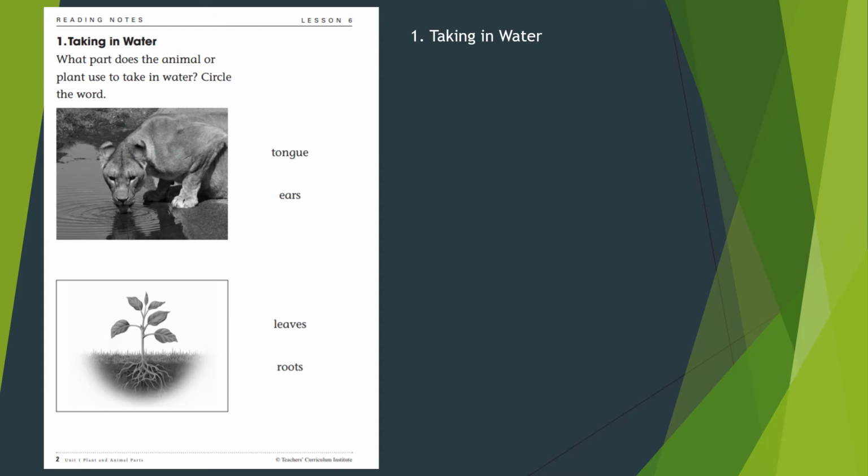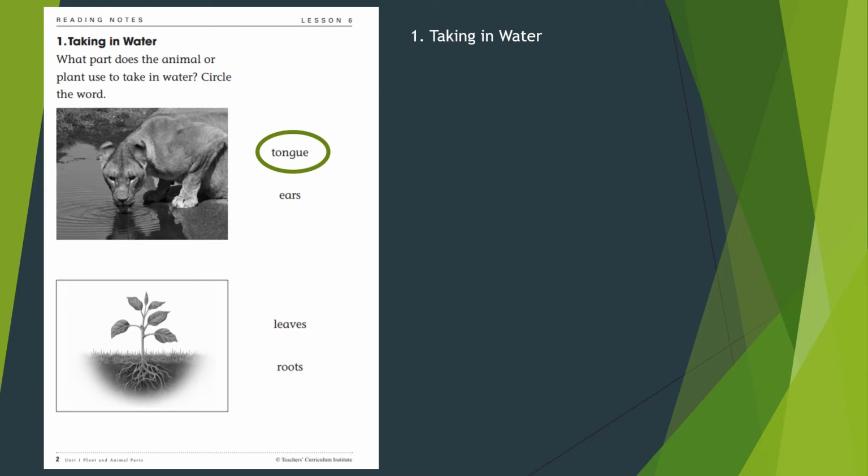All right, now let's turn to this page in our workbooks. Taking in water. What part does the animal or plant use to take in water? Circle the words. So look at that tiger. How is that tiger or lion? I guess that's a lion. How does the lion take in water? You can almost see it there in the picture. Yep, with its tongue. Good job.